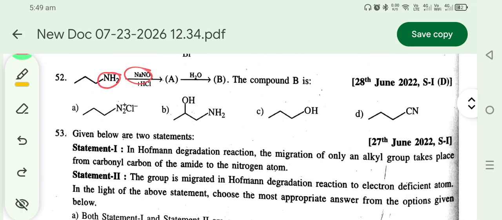Aliphatic amine with NaNO2 forms diazonium. After hydrolysis, it gives alcohols, option C.